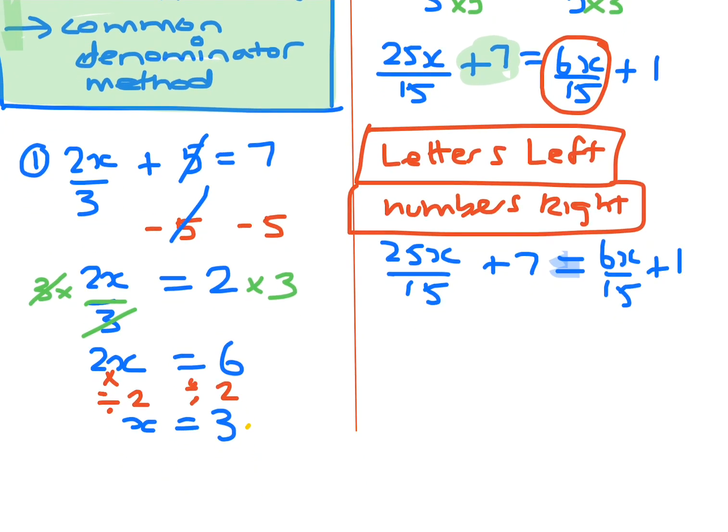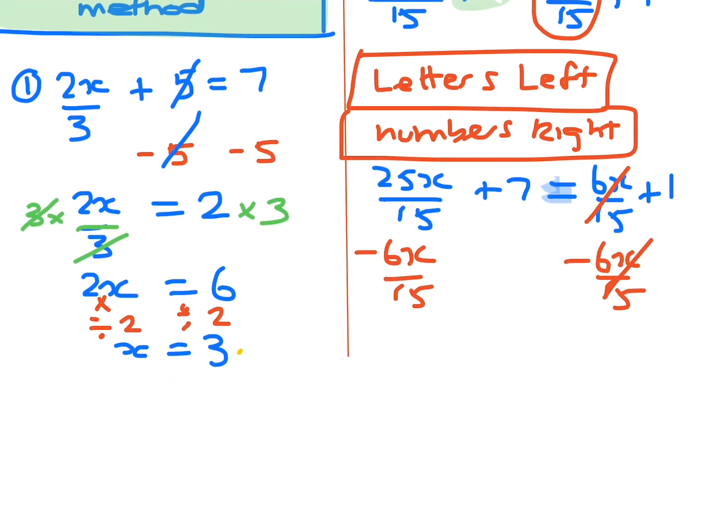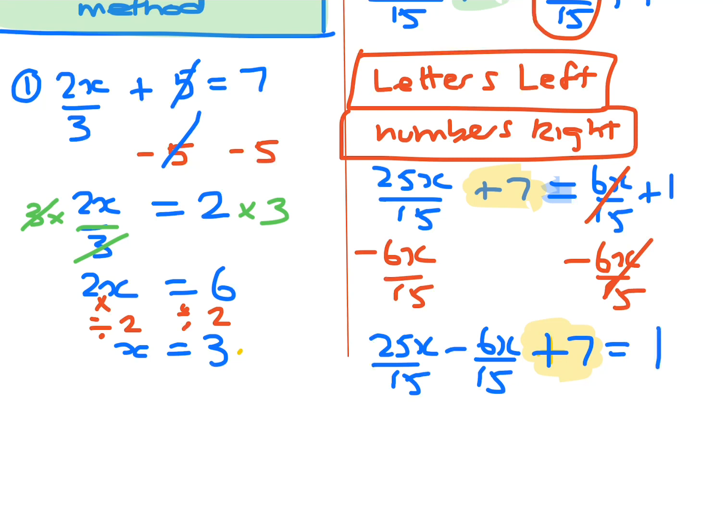All right, so next step is if you minus the 6x on 15 on that side, minus the 6x on 15 on that side, the 6x on 15 will disappear. So on this side here, we have 25x on 15 minus 6x on 15. And you notice we still have our 7, so I'm just going to rewrite that 7 there. So we have plus 7 equals, now the 6x on 15 has disappeared, so it just equals positive 1. You don't have to write the plus in front.